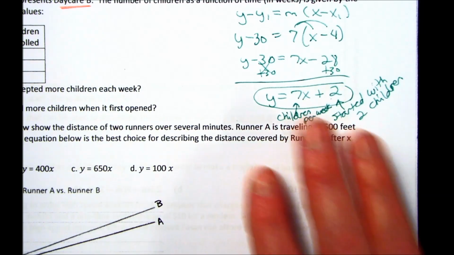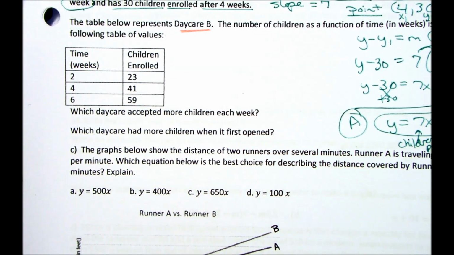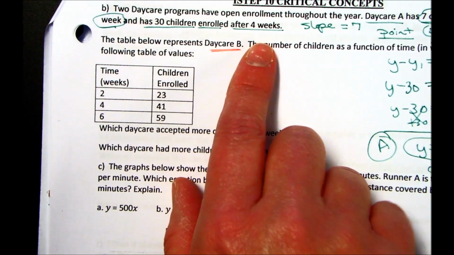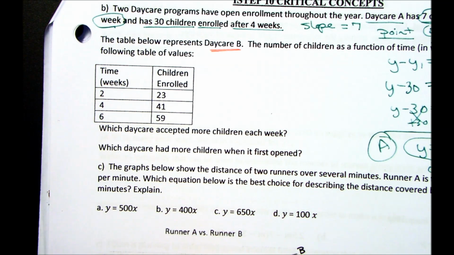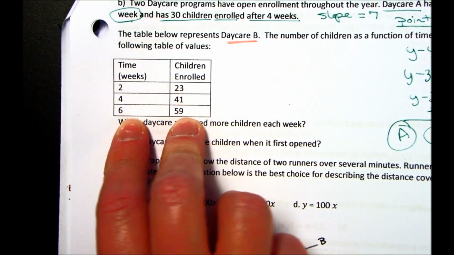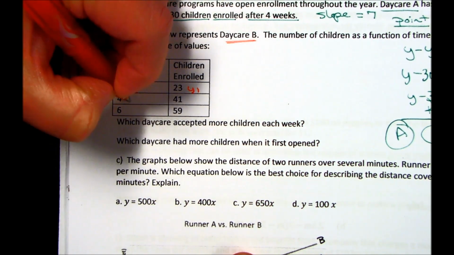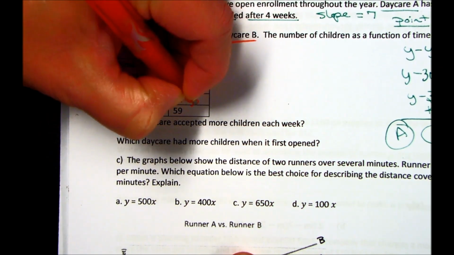All right, so that's the equation for daycare A. Now let's look at daycare B. Instead of giving us a rate and a data point, they're giving us 3 data points. Well, you only need 2 data points in order to write an equation of a line. So I'm just going to use the first 2 since the numbers are a little bit smaller. I'm going to call this x1 and y1, and this x2 and y2.